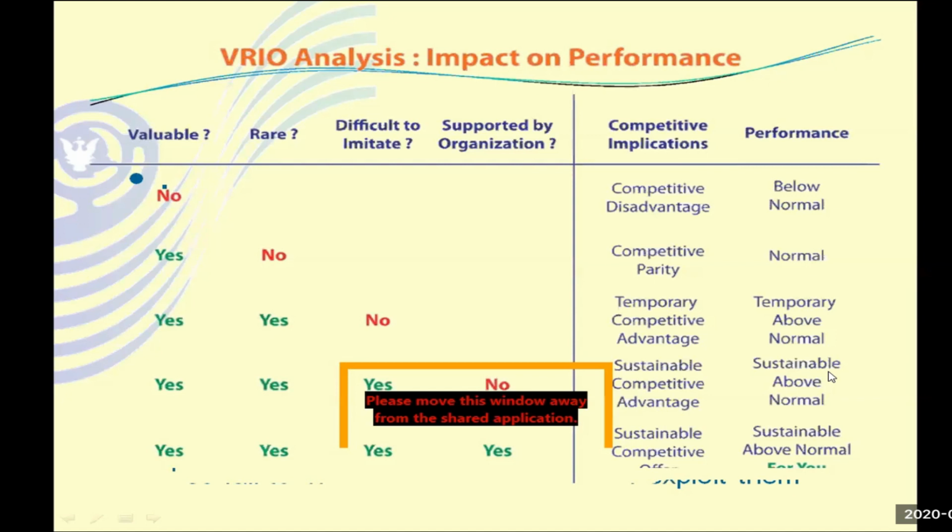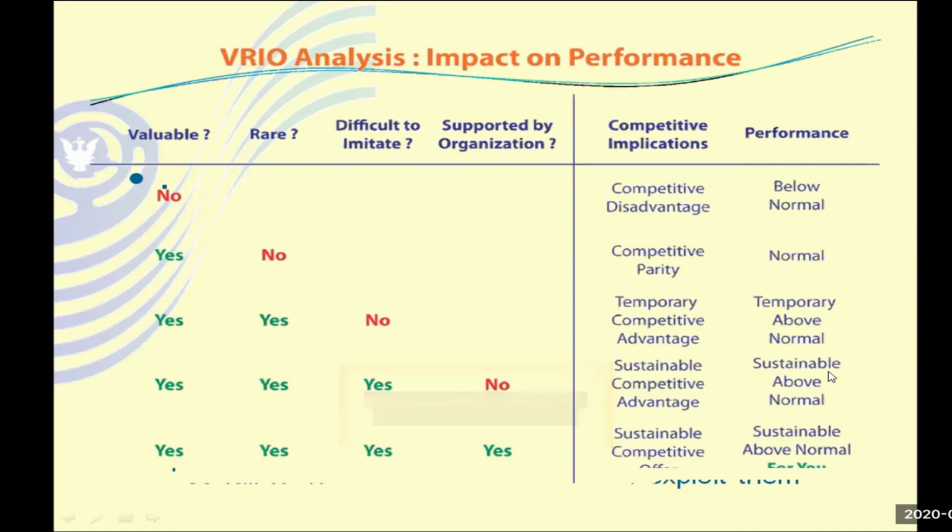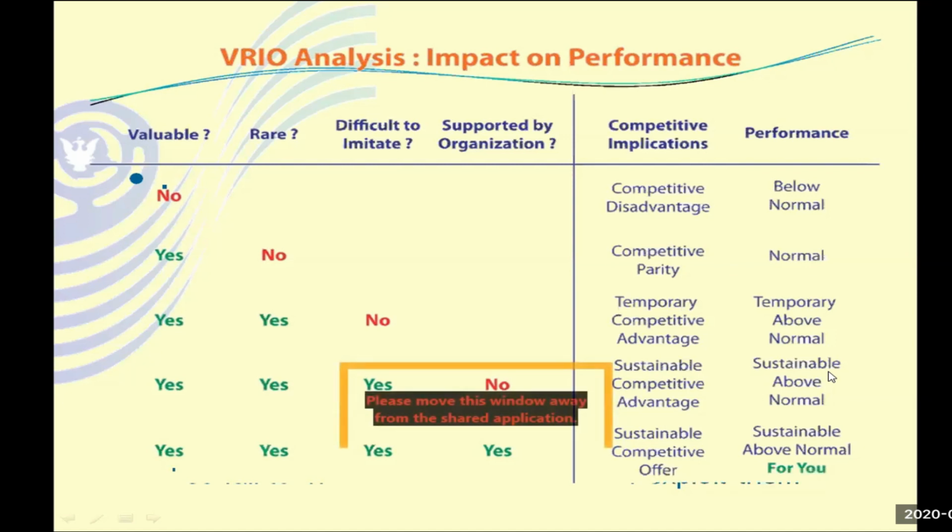Looking at resources that they are going to continue milking. Remember, we talked about cash cows in the BCG model. That is what resources should be. A resource that has sustainable competitive advantage makes the firm have sustainable performance that is above normal performance in the industry.